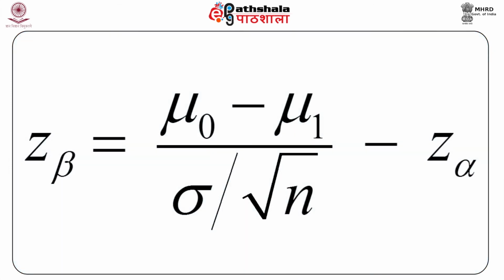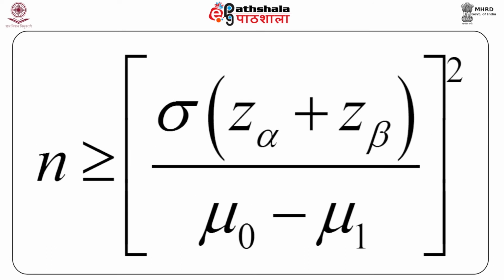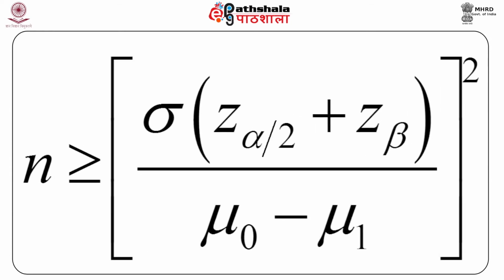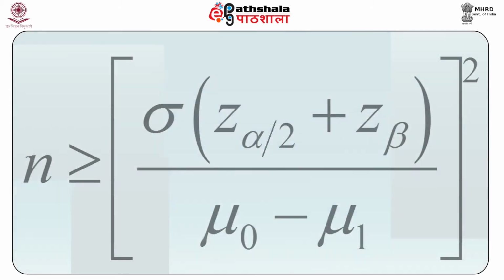Similarly, for the lower tail test, from z beta equal to (mu 0 minus mu 1) upon (sigma by root n) minus z alpha, we get n greater than or equal to [sigma times (z alpha plus z beta) upon (mu 0 minus mu 1)] whole raised to the power 2. Also, by rearranging the terms for the two-tailed test, we get n greater than or equal to [sigma times (z alpha by 2 plus z beta) upon (mu 0 minus mu 1)] raised to the power 2.